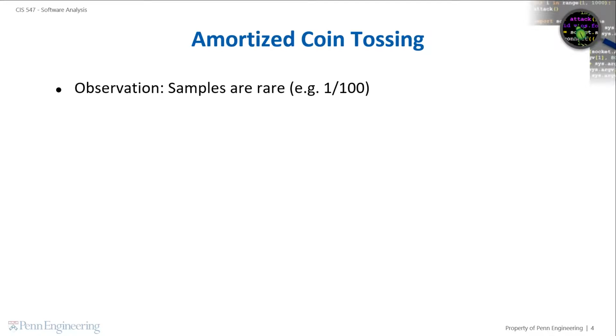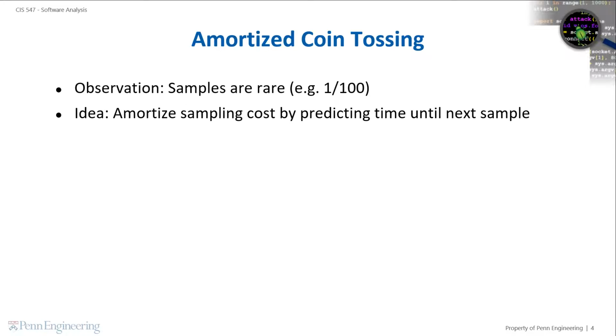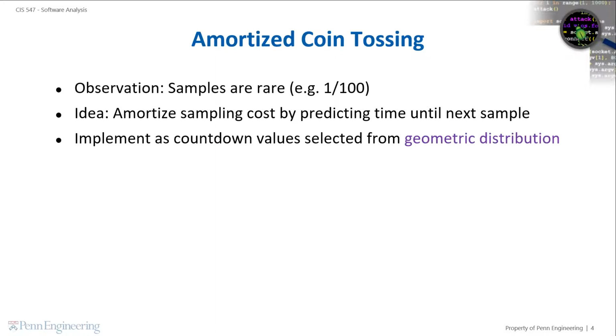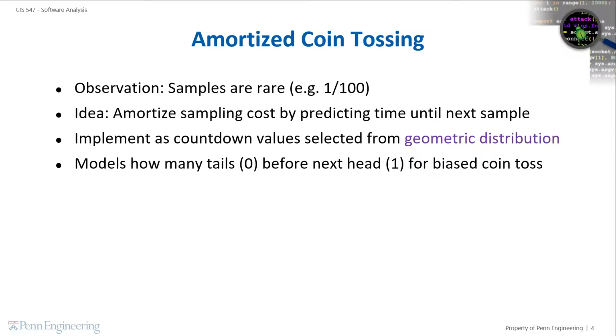Perhaps only 1% of the sites reached in a run will be sampled. Since we'll have such a small number of observations, a promising strategy is to amortize the sampling cost by predicting the time until the next sample. This strategy can be implemented as countdown values selected from a geometric distribution, which gives a random number of tails, that is zeros, with the same distribution between occurrences of heads, that is ones.